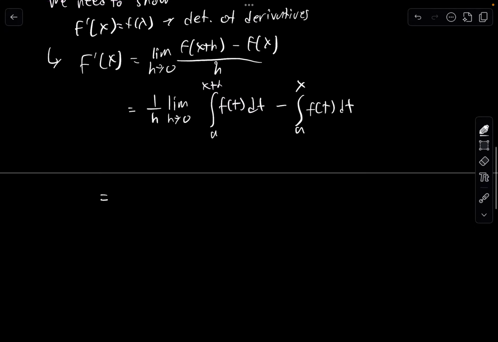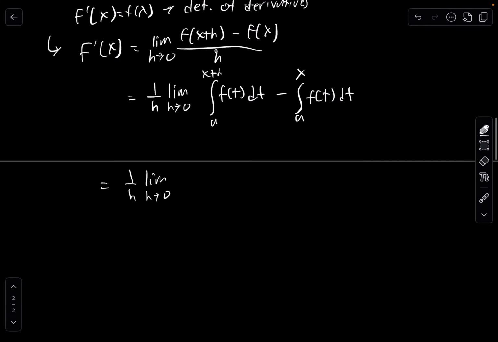Now, simplifying this, it's really just 1 over h, limit as h approaches 0, and the upper limits will cancel out when we subtract the two integrals, because the integrand is the same. So it'll just be, or not the x's, the a's will cancel out.